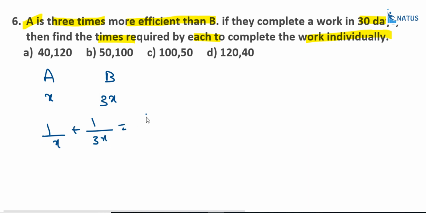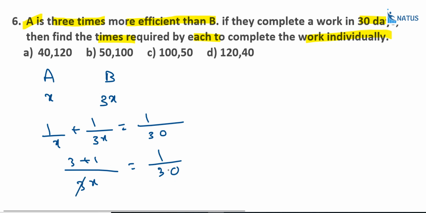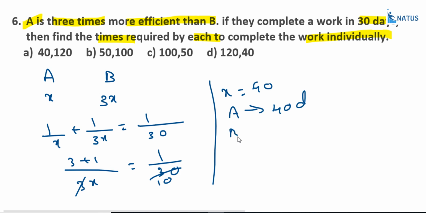Suppose both are working together, they can complete the work in 30 days. In a day, 1 by 30th work, right? And what is the LCM? This is equal to (3 plus 1) by 3x, equal to 1 by 30. 3 gets cancelled. That implies x is equal to 40. Now if x equals 40, A can complete that work in 40 days. And what about B? 3x, that is equal to 120 days. So what is the answer? Option A is the correct answer.